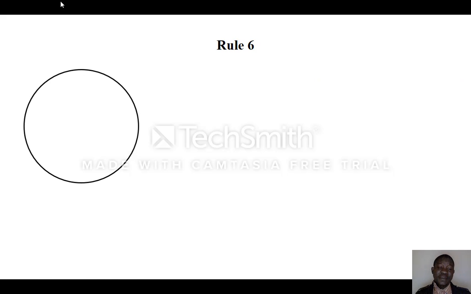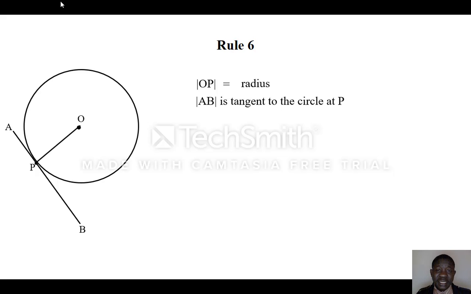Now, let's look at rule 6. If I have this to be my circle, then I have the center O. I have a point P, which is joined from the center to get the line PO. Now, OP or PO is equal to the radius. If I have a tangent, a line AD, which is a tangent to this circle, we conclude that for a tangent AB to the circle at P, the tangent and the radius meet at 90 degrees. Therefore, we get this angle to be 90 degrees.